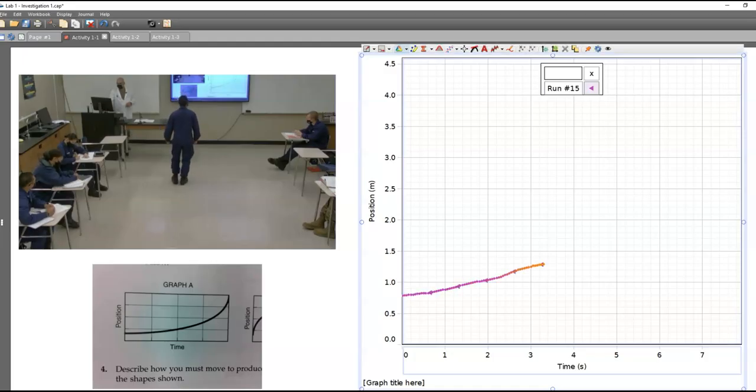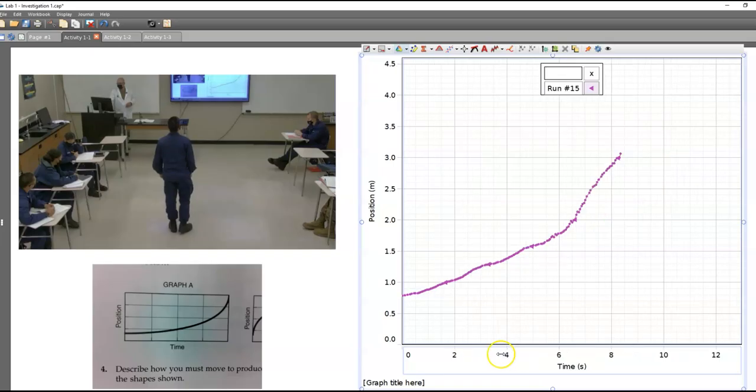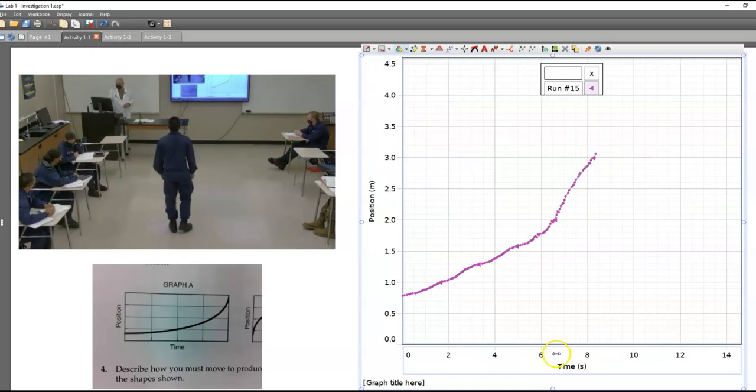Okay. Okay, don't hold back. There we go. That's what we're looking for. Okay, so as you can see here, the slope has changed, hasn't it? Okay, well, go ahead and have a seat.